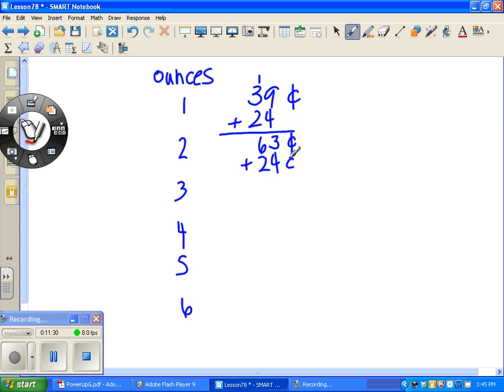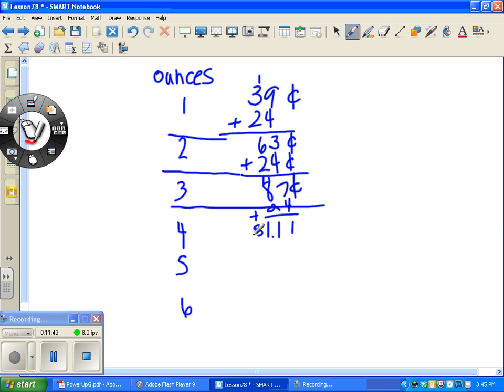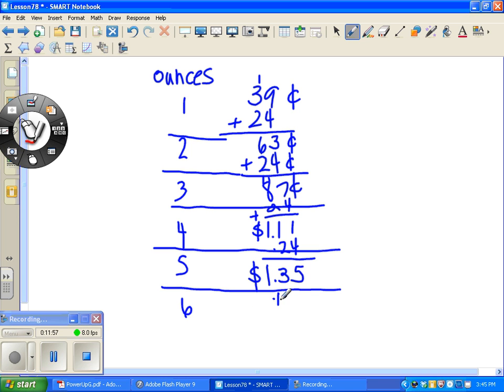Okay, now let's add on 24 more cents. So after the third ounce, we're up to 87 cents. Okay, plus 24. Now I'm at $1.11 for up to a 4-ounce package, plus 24 cents. Now I'm up to $1.35, but we still have 1 more ounce to go. So we've got $1.59 is what her 6-ounce package will cost to mail, but she pays with a $2 bill.